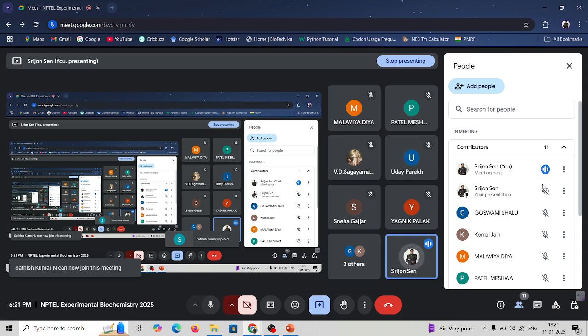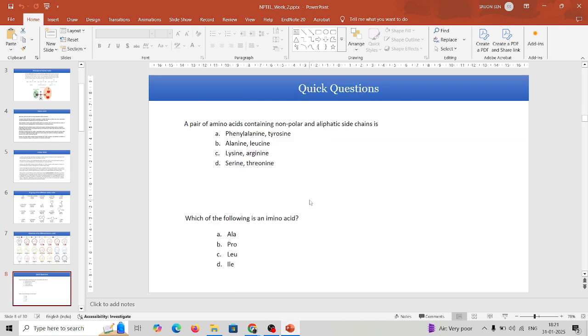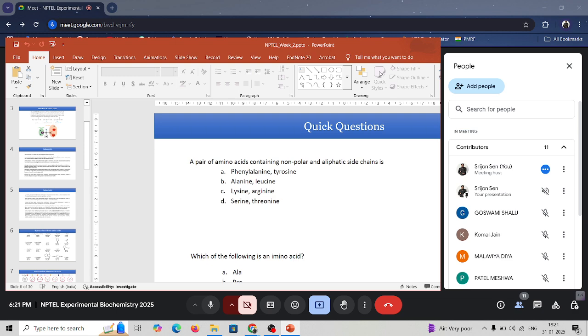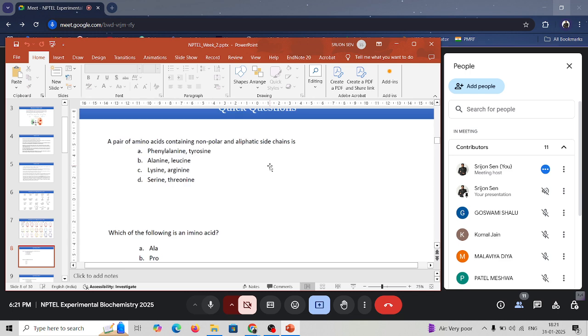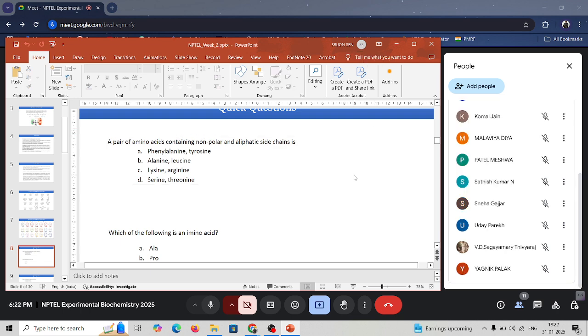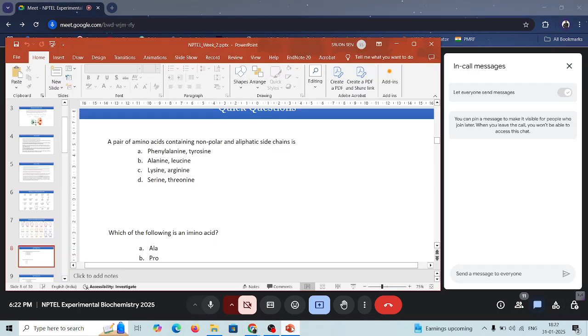So basically I have two questions for you regarding this. A pair of amino acids contains non-polar and aliphatic side chains. You have to identify a pair of amino acids that contains non-polar and aliphatic side chains. So first, you give me an answer. I guess you would be able to answer it. If not, then I would be showing you the structure.